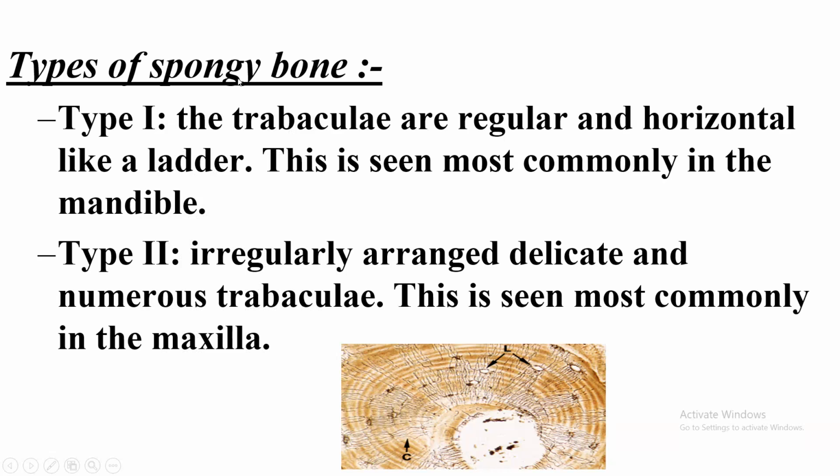Types of spongy bone, we have two types. First, type 1: trabeculae are regular and horizontal like a ladder in the cellum. This is seen almost in the mandible. Type 2: irregularly arranged and delicate with numerous trabeculae. This is seen mostly in the maxilla.